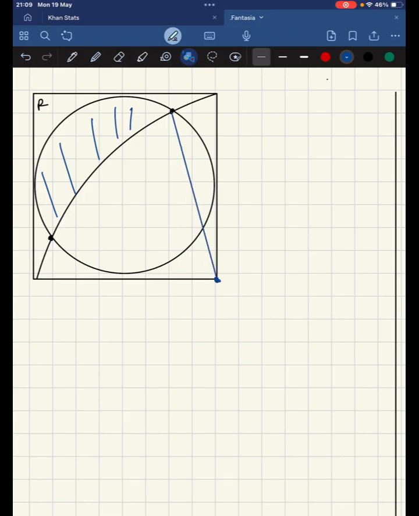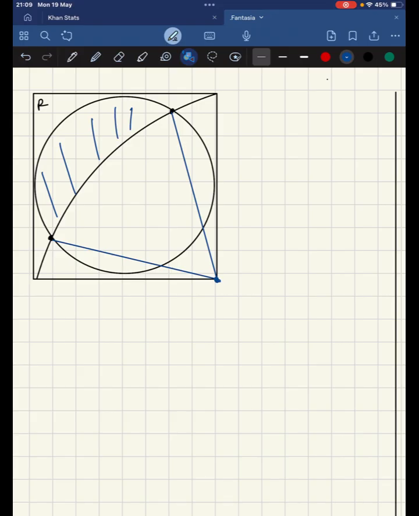So if we're to draw this line from here, and then draw another line from here, both of these would be 10, right? So these are 10, this is 10.